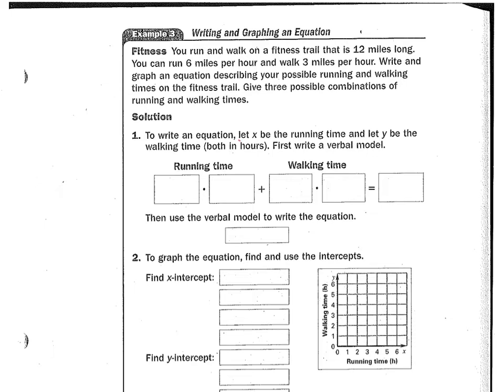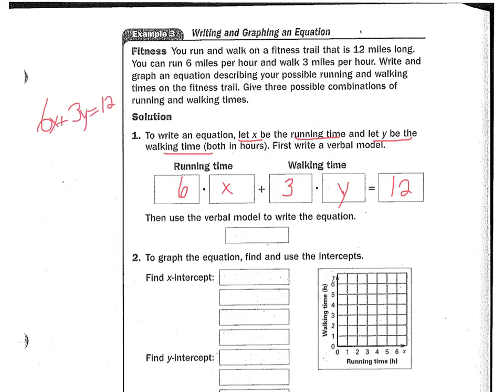So it says we're going to let X be the running time, because we have running and walking. And Y is going to be the walking time. Okay? Well, if you walk and run, that's going to equal 12 miles. Well, what we have to do is write an equation. We are running 6 miles per hour for X amount of time. We are walking 3 miles an hour for Y period of time. Okay, so all we're going to do is find the X and the Y-intercepts of this equation. So it's 6X plus 3Y equals 12.